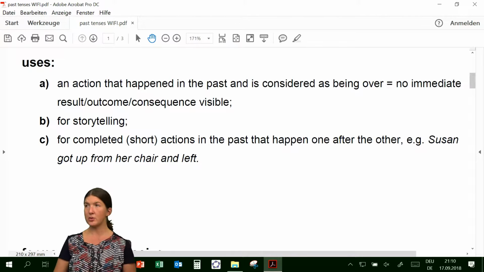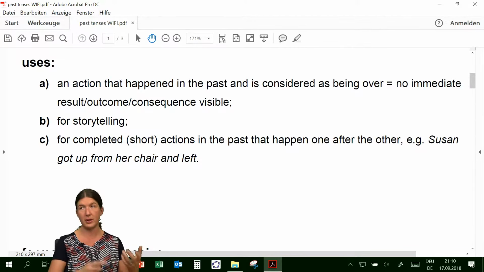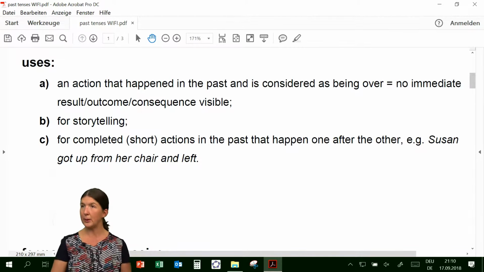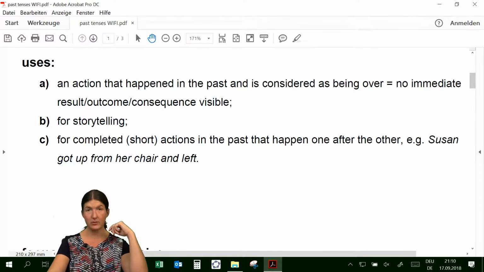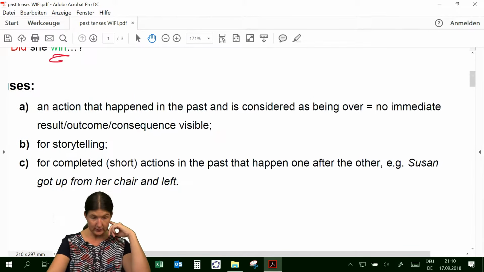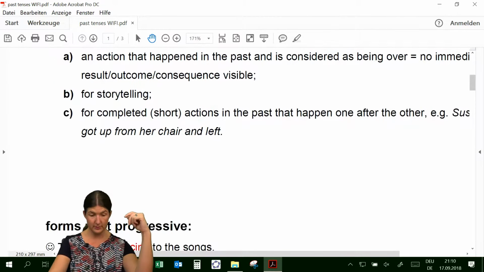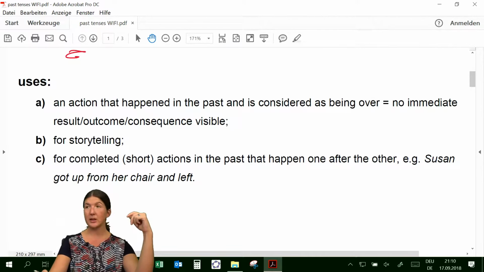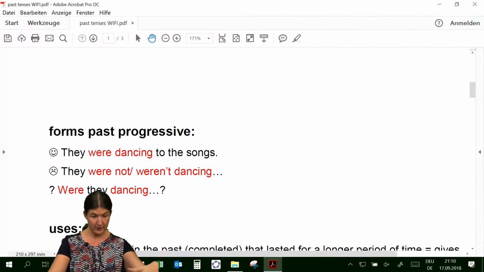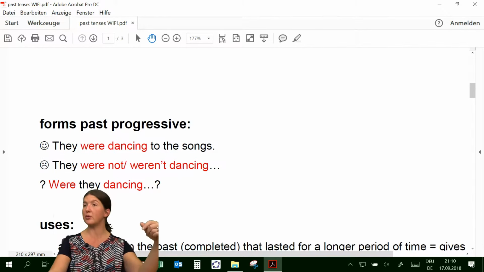So it's two short actions that ties up with what I mentioned in point B. It makes the story progress. First she got up. As soon as that was done, she left the room. And it's two short actions. That's kind of important. Good. I think that was it for past simple tenses. So the most important thing is probably that it is a storytelling kind of thing, and that it progresses the story. Past progressive, very easy, as most of the progressive forms are.